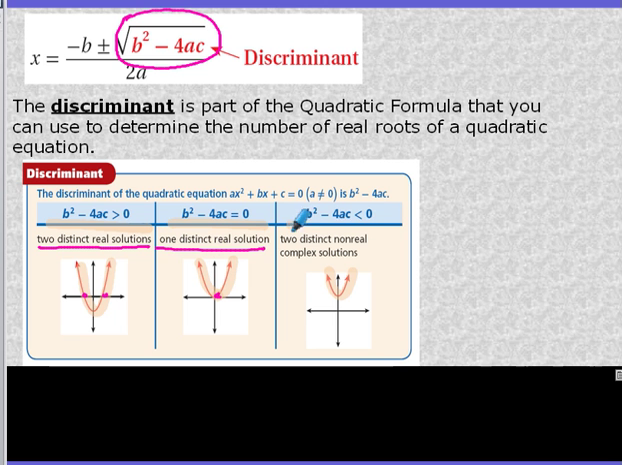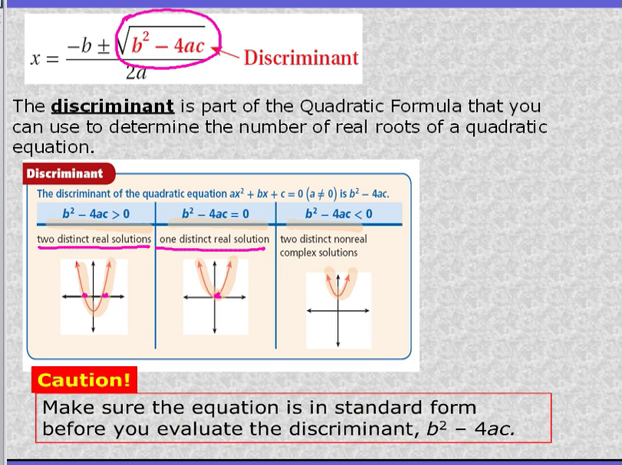If you calculate b squared minus 4ac and it equals 0, then you will only have one distinct real solution. And if you calculate the discriminant b squared minus 4ac and it's less than 0, that means you're going to have two non-real or complex solutions. And again, before you do any of this, to properly identify your a, b, and c, you need to make sure that the equation's in standard form.